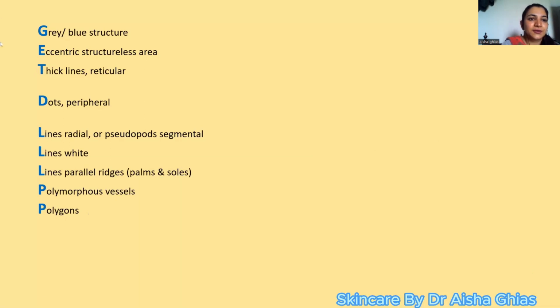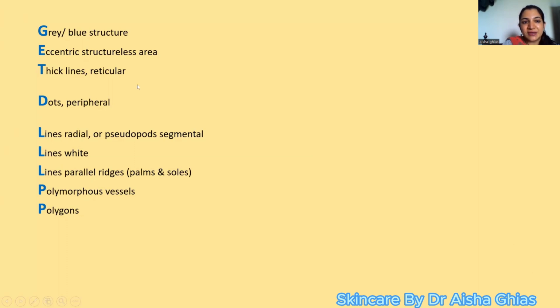And the first is gray or blue structures. Then is eccentric structureless area. I'm going to read them out for you, and then one by one we are going to see them in detail. Third is thick lines reticular, then dots peripheral, lines radial or pseudopod segmental, lines white, lines parallel ridges on the palms and soles, polymorphous vessels, and polycones.